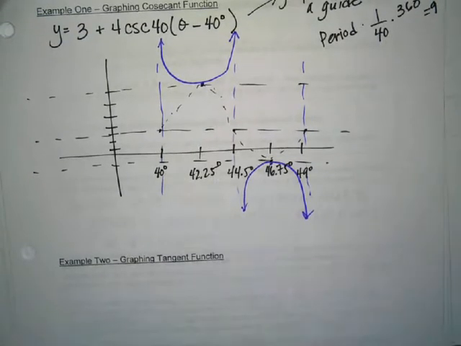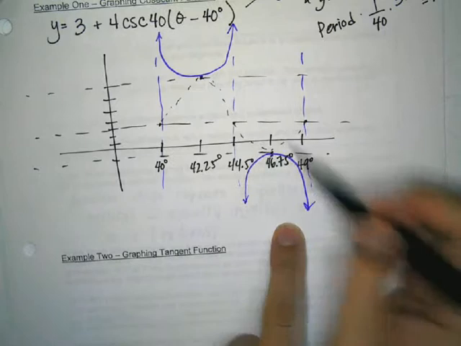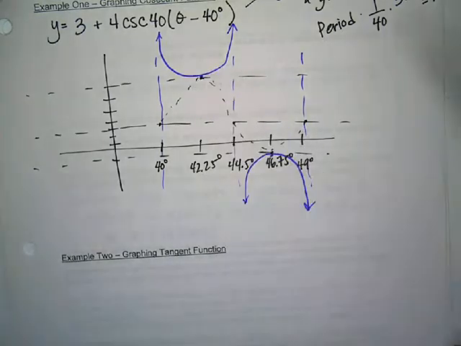It kind of looks like you've taken this part of the curve of the sine function and flipped it upside down to get your cosecant. But what's in purple is actually the graph of that cosecant function.